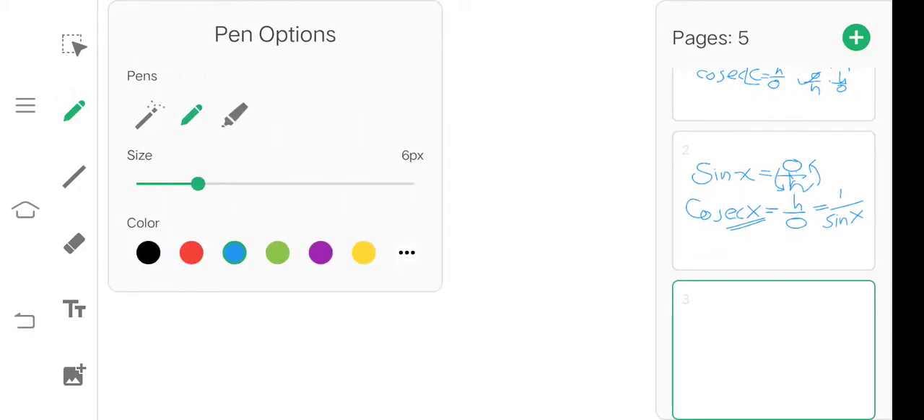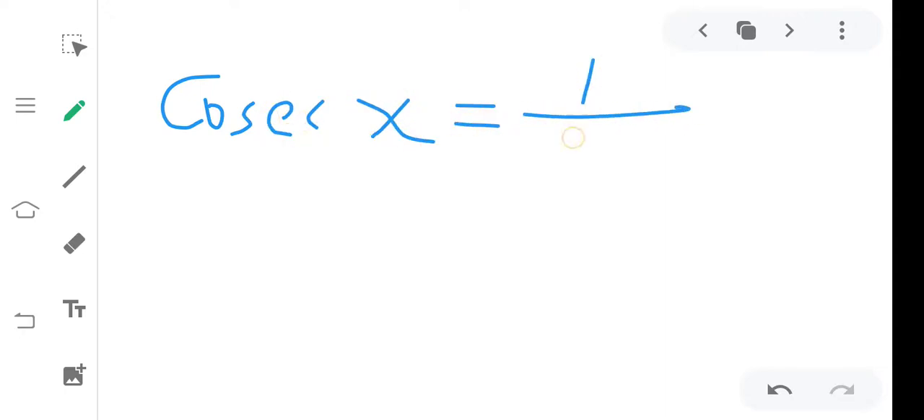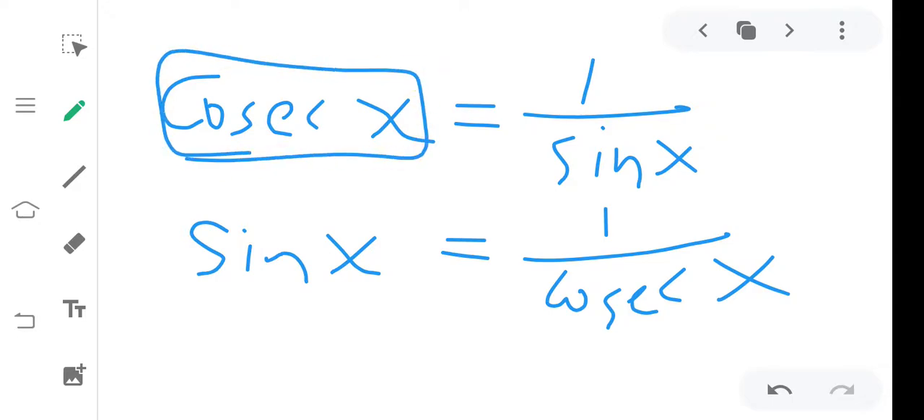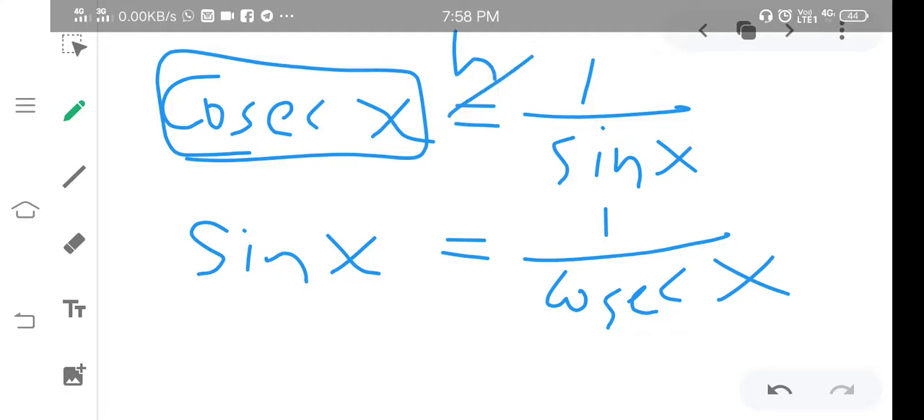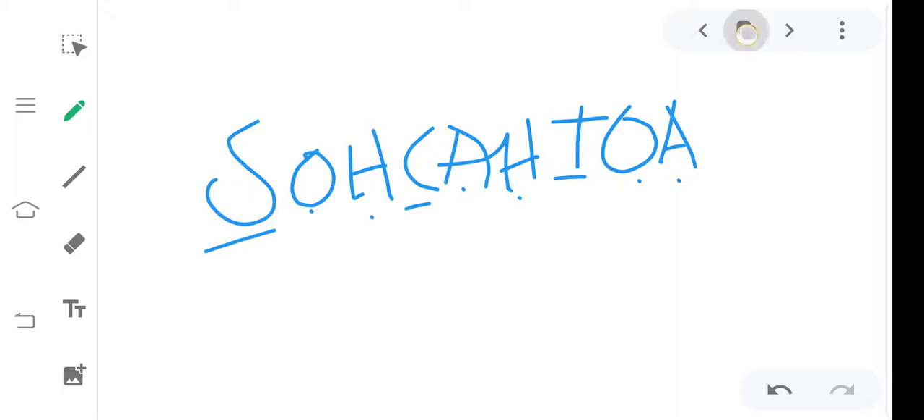So what we get here is cosec x can be written as 1 over sin x, or sin x can be written as 1 over cosec x. So this is very important. This is the fourth ratio, which is cosec x. It's formed by hypotenuse by opposite side, H by O. Okay.